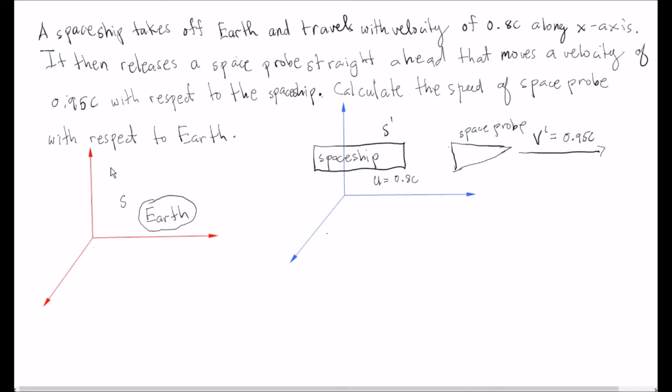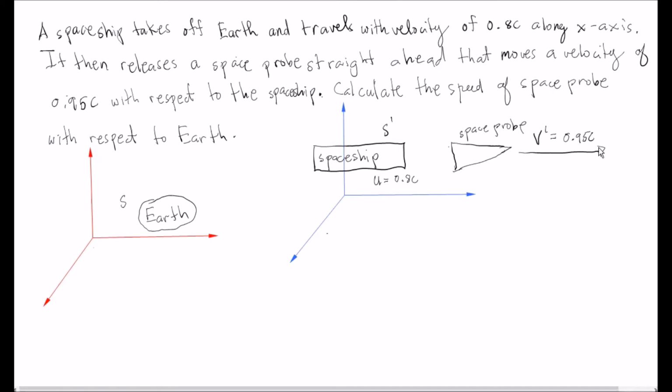Here, Earth is the rest frame, or the S frame, and the moving frame, the S prime frame, is the spaceship. The speed of the spaceship relative to Earth is 0.8 c, and the event in the S prime frame is the moving space probe, whose velocity is what is observed in the spaceship. It's 0.95 c, so we have V prime equal to 0.95 c, or 95% of the speed of light in vacuum.